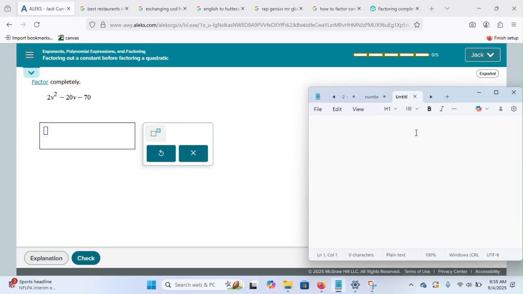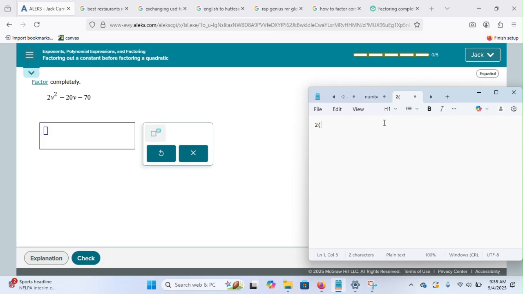Okay, so we're gonna take that 2 and put it around the outside. Yeah, I'm gonna do the box. Okay, thank you. So we put the 2 on the outside, and now we just divide everything by 2.